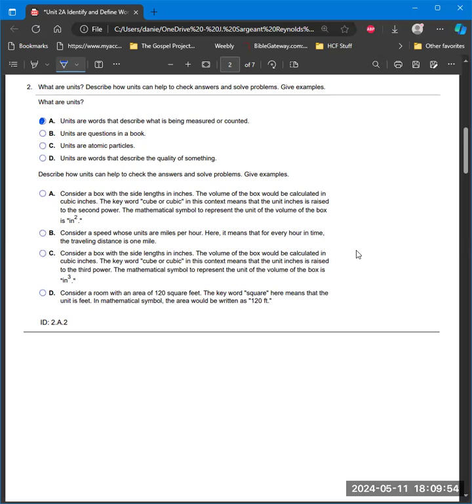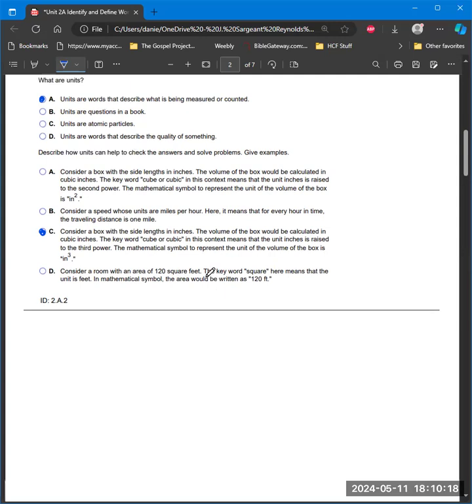The mathematical symbol that represents the unit of volume in the box is cubic inches, which is inches raised to the third power, like that. So that's just something that you can look at, the unit that you get from the calculation, and see if it matches what you expect for your answer. If you're trying to find volume, you should find a unit of length raised to the third power.